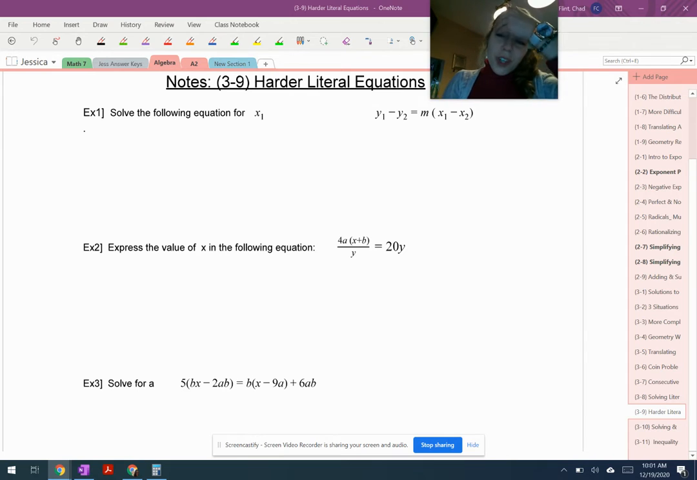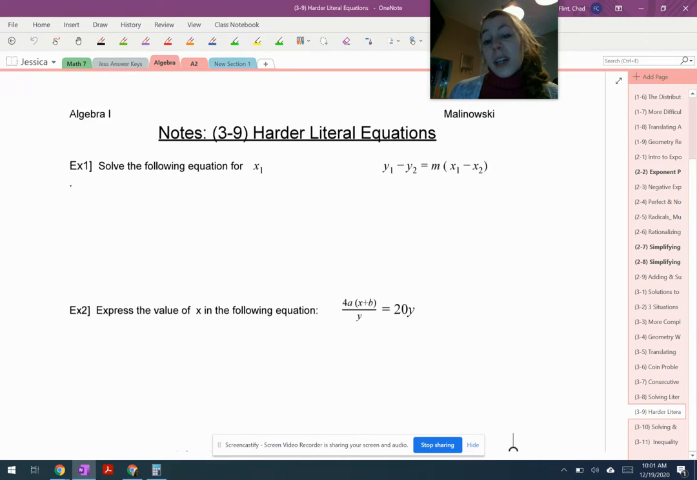Okay, anyway. So this is 3-9, harder literal equations, which is just a continuation of 3-8. Keeping in mind that literal equations are just equations with lots of different variables, and it's just like solving normal equations, there's just less math involved. So these ones are just a little bit more complicated.